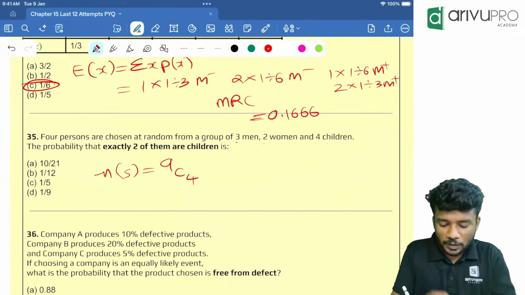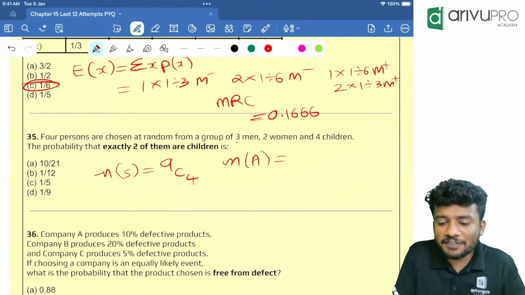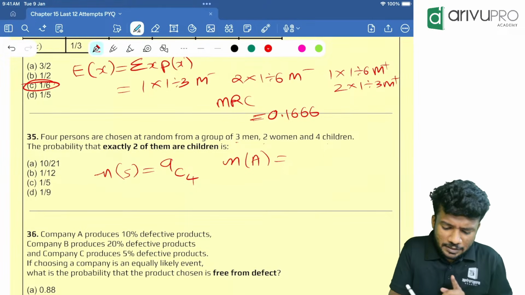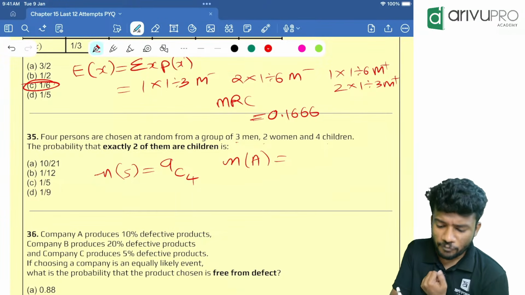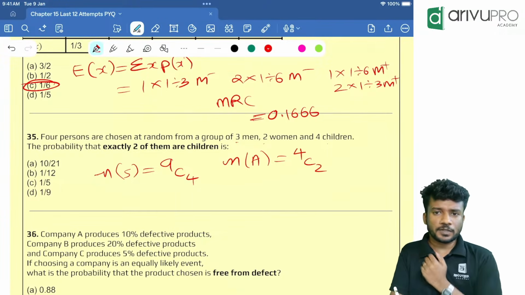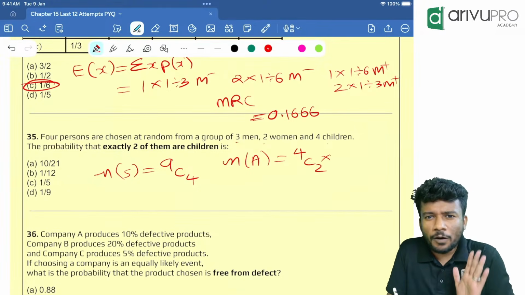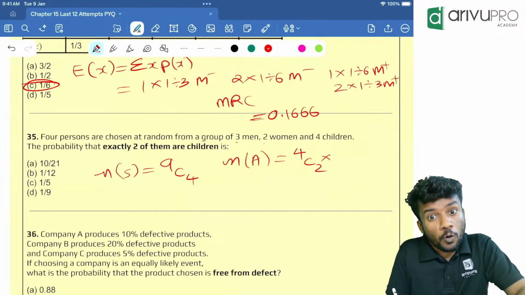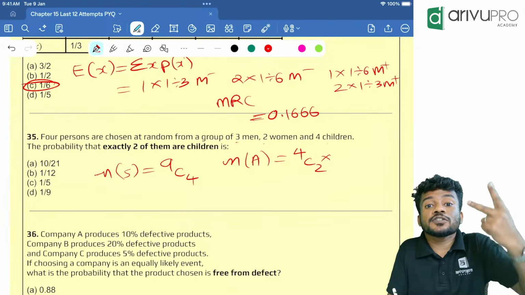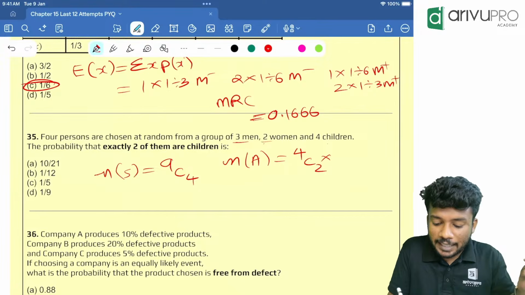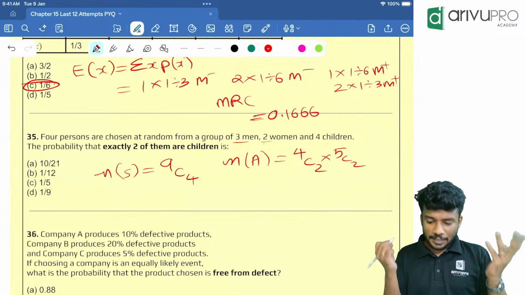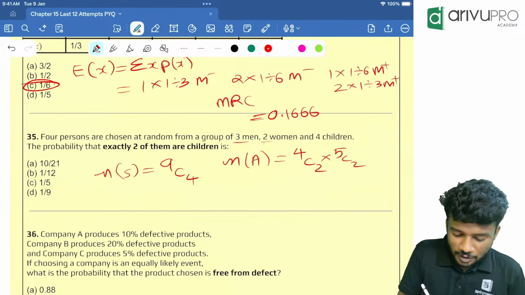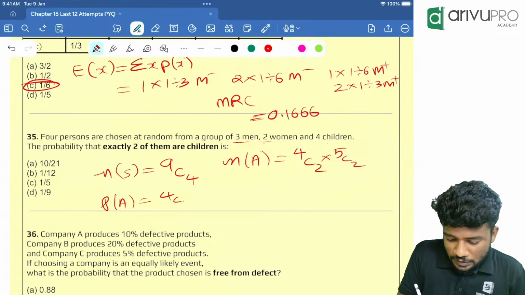Correct? 9C4. Now, n of a, that means favorable outcome we need to take. N of a means exactly 2 of them are children. How many children are there in total? 4 children. So from 4 we are choosing 2. Can we stop there? No. 2 more people are already chosen. From where can we choose those 2? From 3 men and 2 women. 3 plus 2 is 5. So 5C2. 4C2 into 5C2 is the numerator. So P of A is 4C2 into 5C2 divided by 9C4.